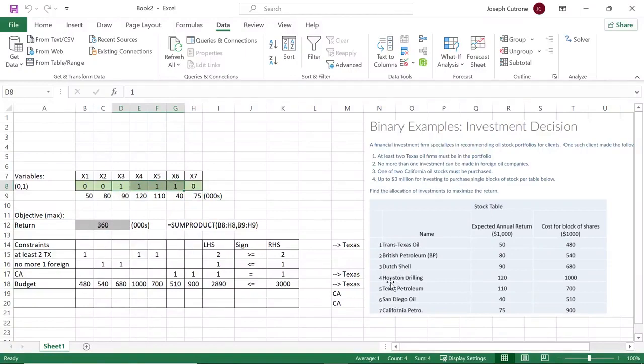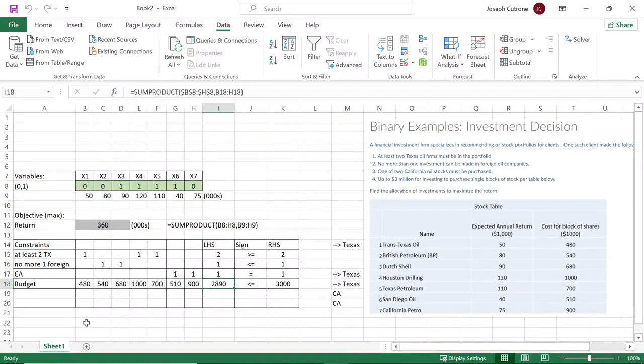Do I have at least 2 Texas oil firms? Sure do. I have Houston Drilling and Texas Petroleum. Do I have no more than one investment in foreign oil? That's right. I just have Dutch. I don't have British. Do I have one of the two Californias purchased? Yes, I do. I have X6, which is San Diego, but not X7. And lastly, did I stay under budget? Turns out my budget here is $2,890, which is under my restriction of $3,000.